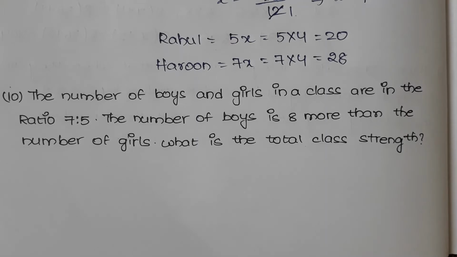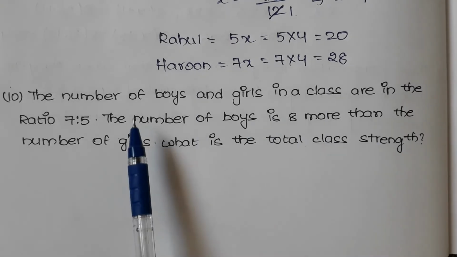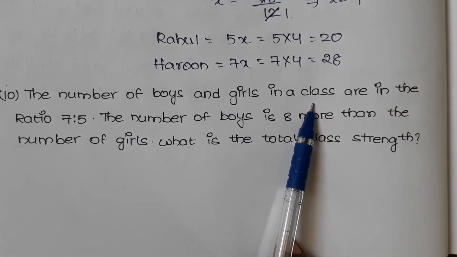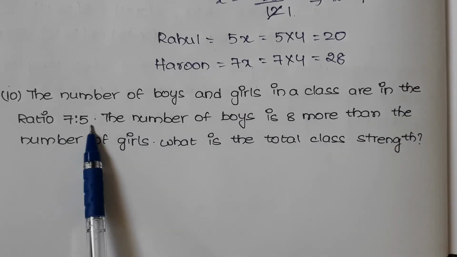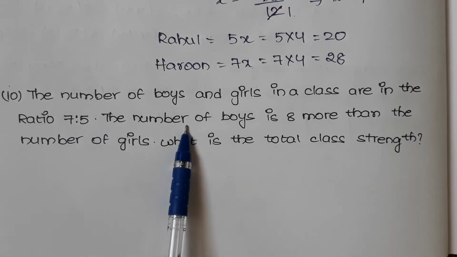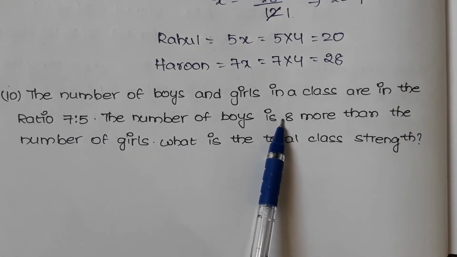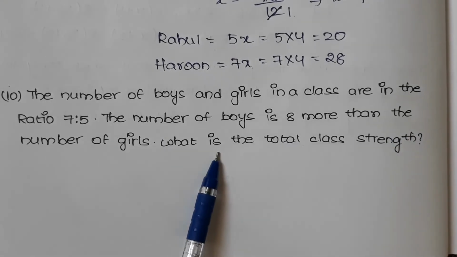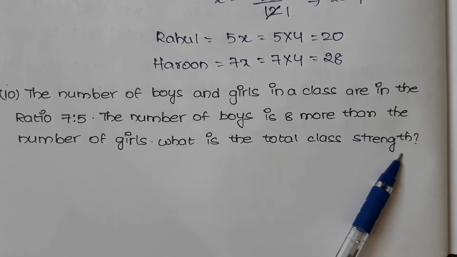Okay, now let us see the 10th question, that is, the number of boys and girls in a class are in the ratio 7:5. The number of boys is 8 more than the girls. What is the total class strength?